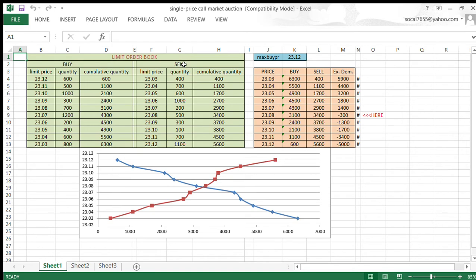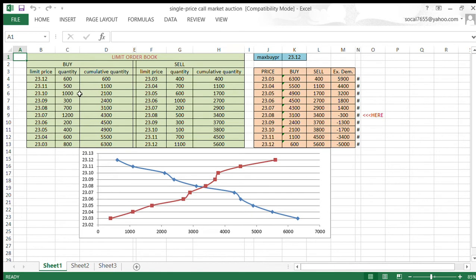Now let's look at the sell side. At 23.03, there's 400 shares that specifies that price. At 23.04, there's 700 shares. At 23.05, there's 600 shares that someone wants to sell. At 23.06, 1,000 shares, one person or many entities combined whose interests total 1,000 at that price. At 23.07, maybe one person wants to sell 50, another wants to sell 60, and somebody else wants to sell 90, but the total is 200. And so on, all the way down to 23.12, 1,100 shares available at that price.